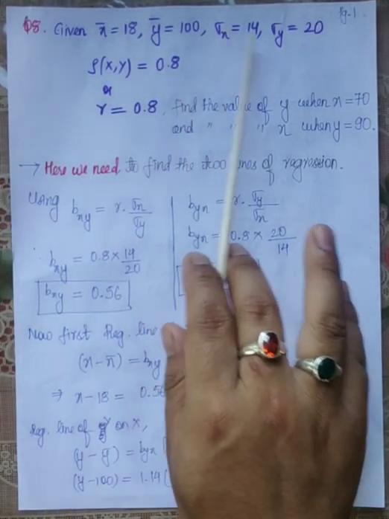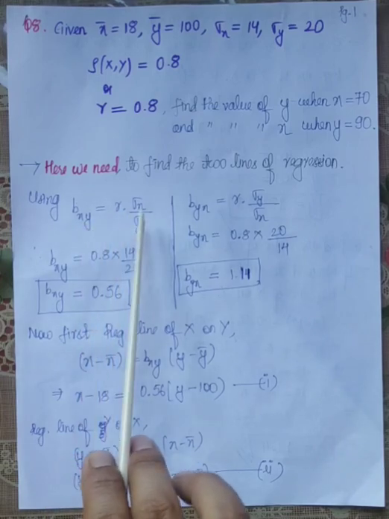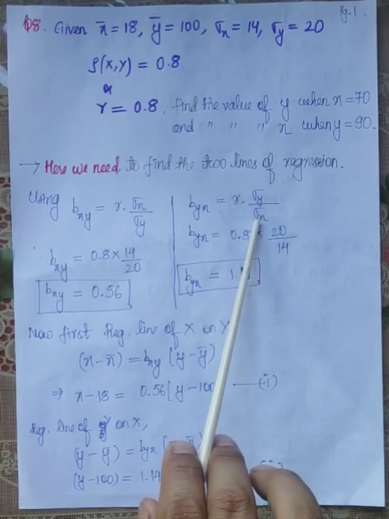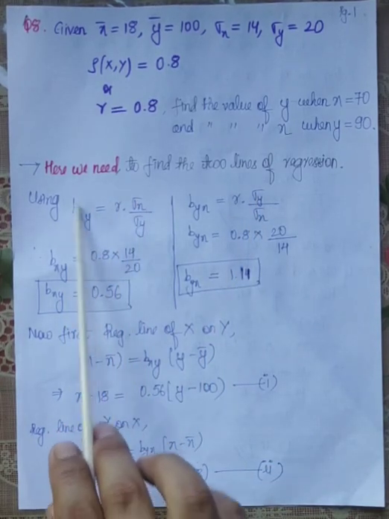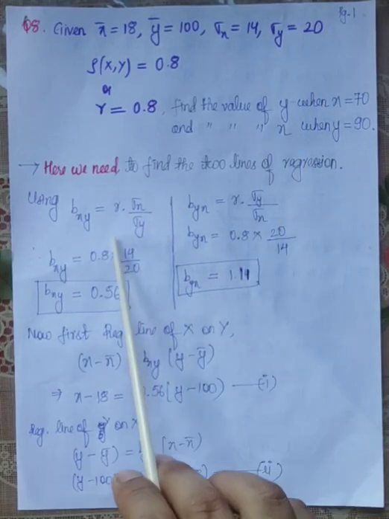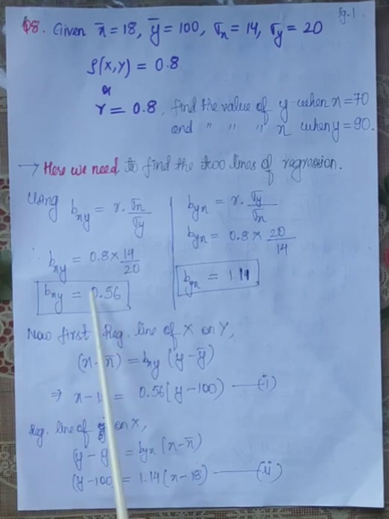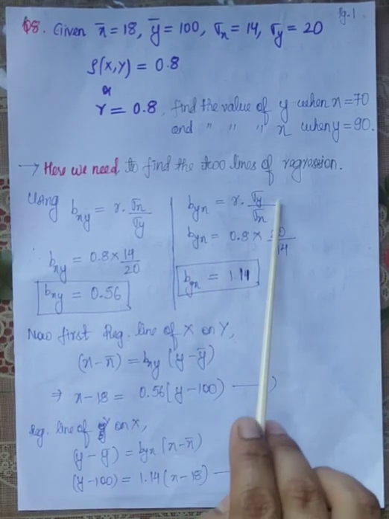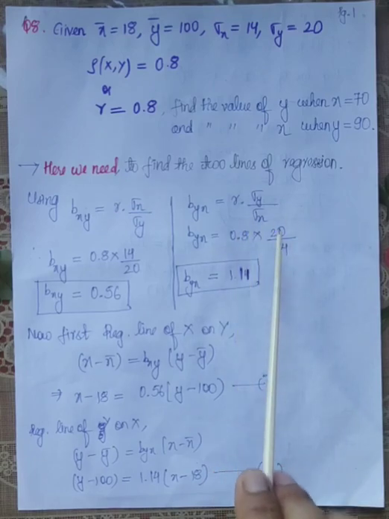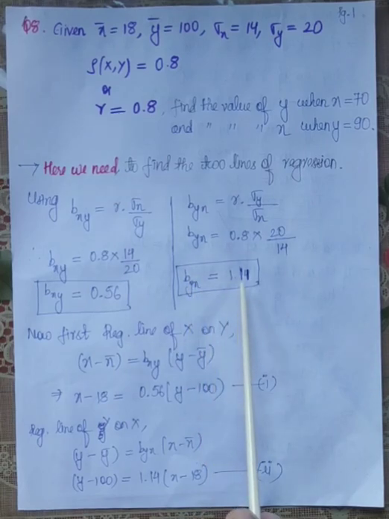We are not using the formula for bxy and byx in terms of summation. Instead we will use the formula in terms of sigma, because bxy is r into sigma x by sigma y, and byx is r into sigma y by sigma x. Here r is already known, 0.8, sigma x is 14, sigma y is 20. Multiply it, you'll get bxy as 0.56. Similarly, byx is 0.8 into 20 by 14, which gives byx as 1.14.